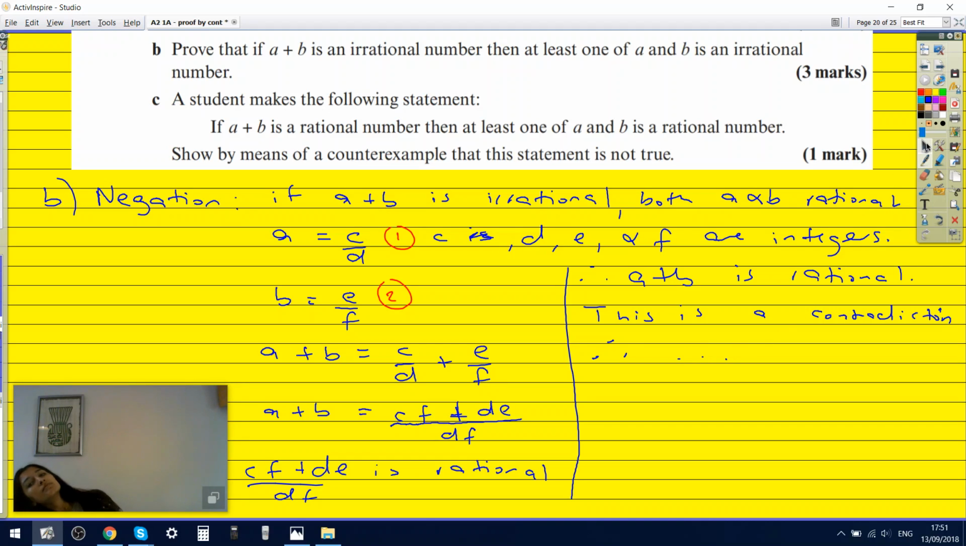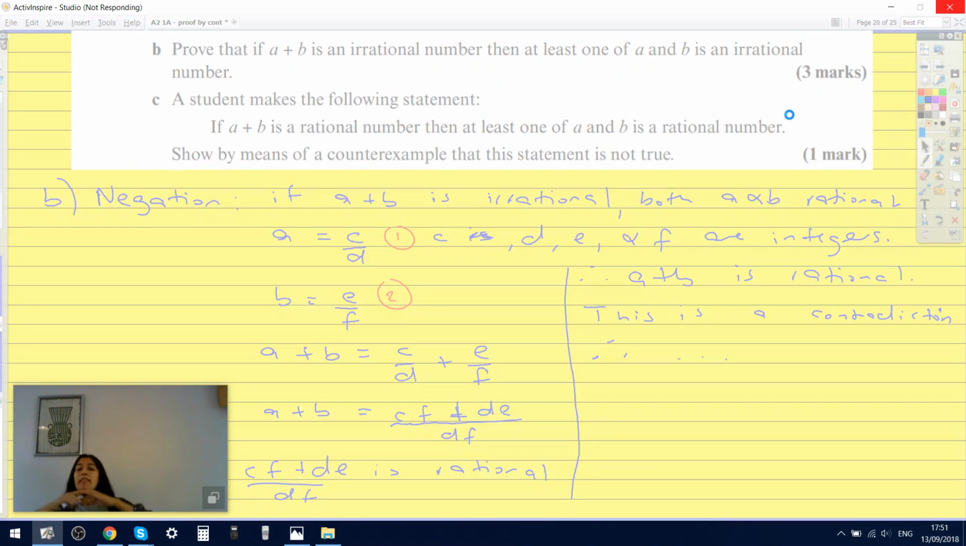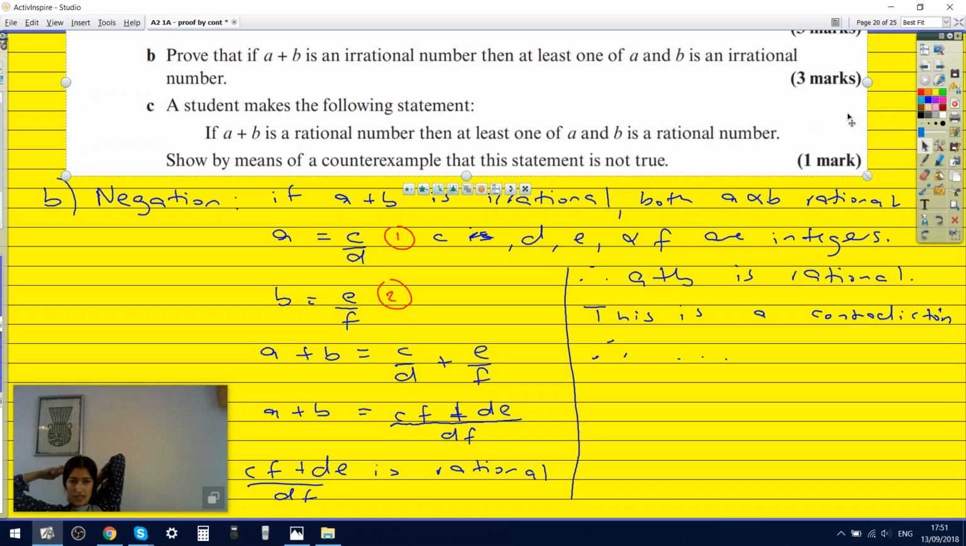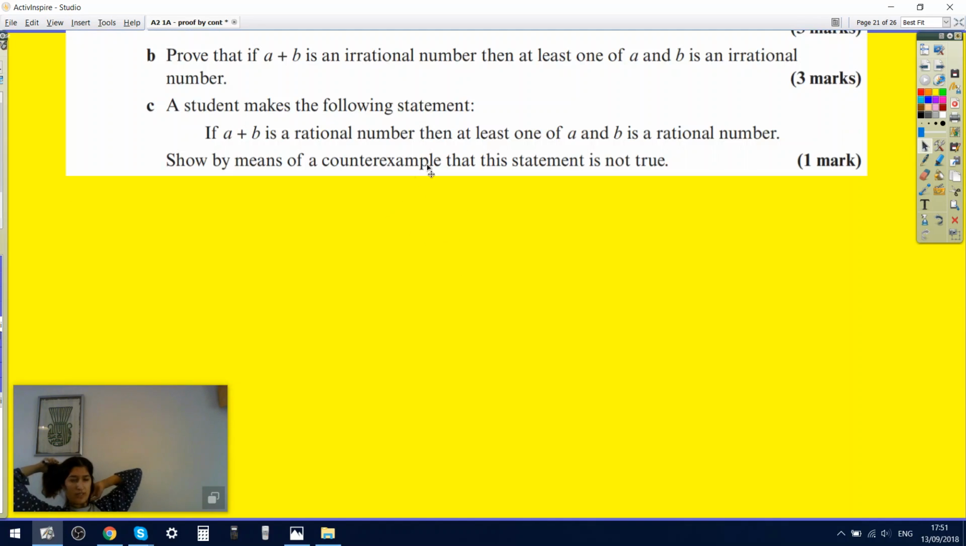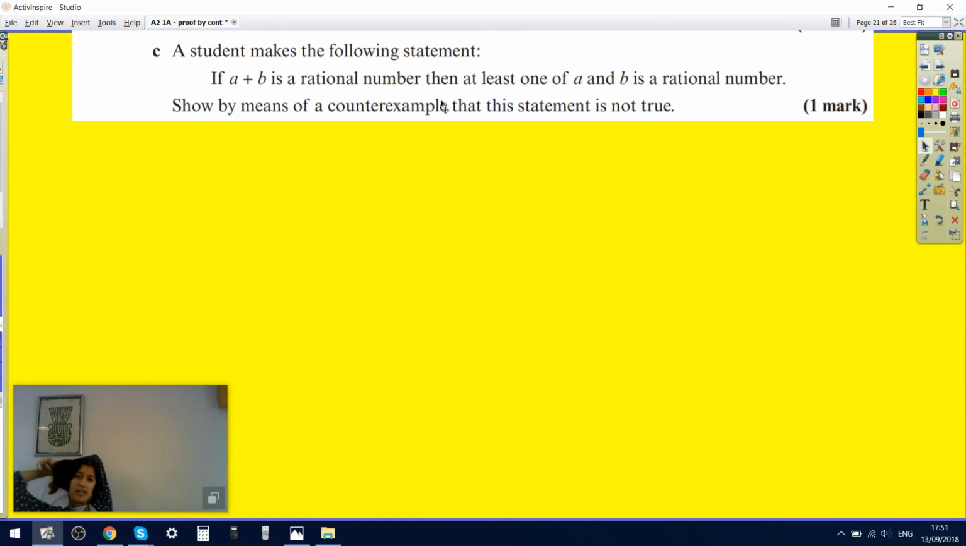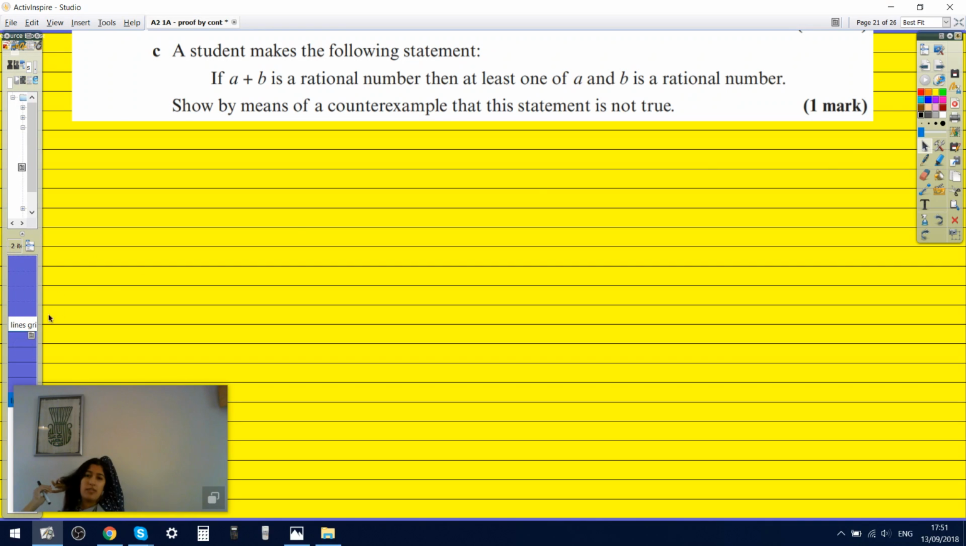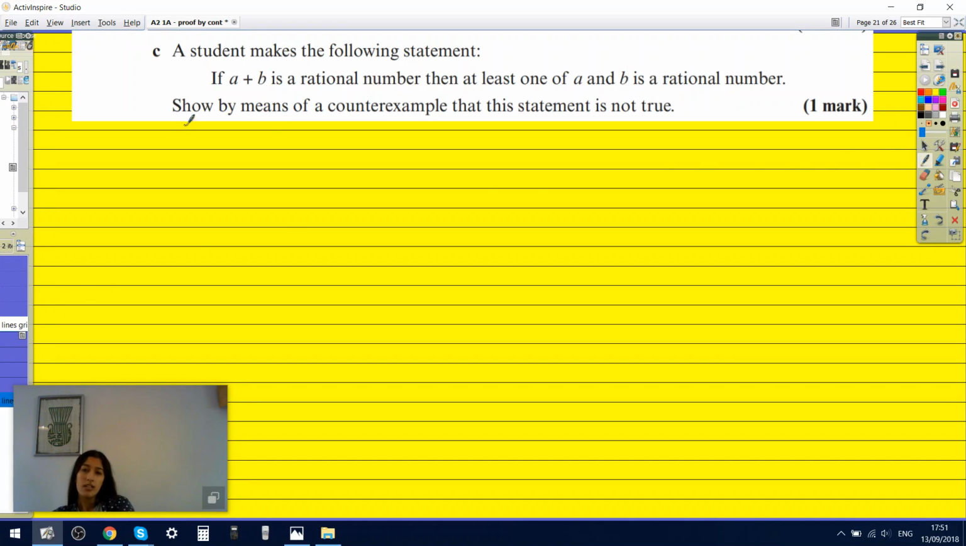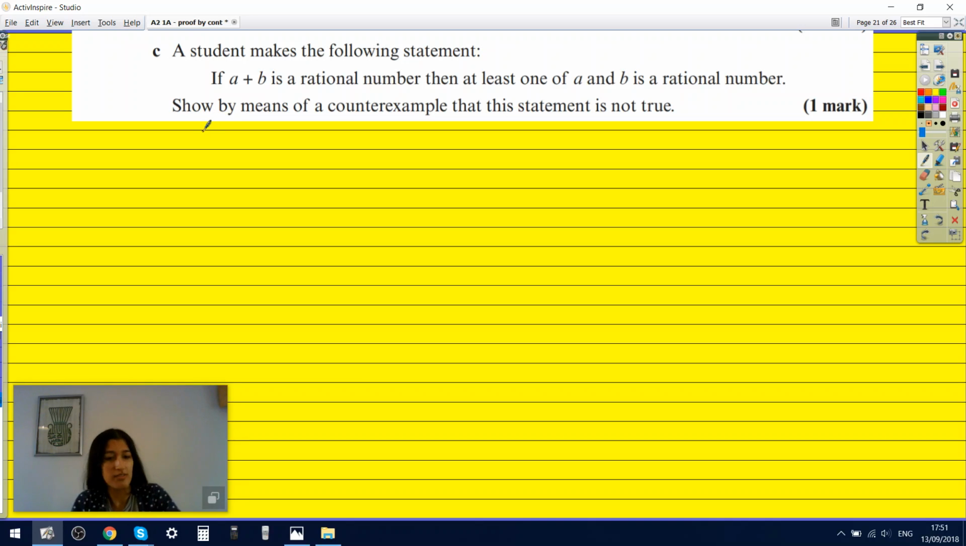Okay. And then 1 mark at the end for this. If A plus B is a rational number, then at least one of A and B is a rational number. Show by counterexample that this statement is not true.